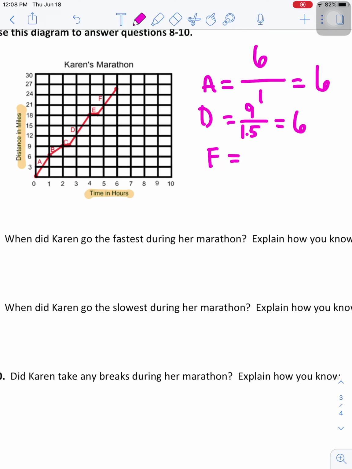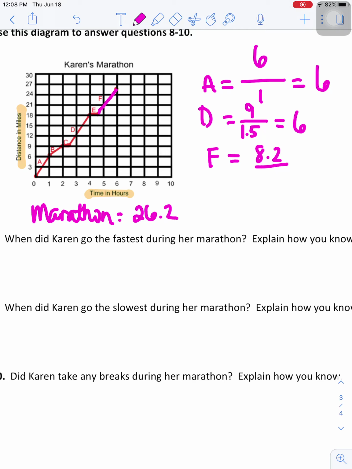Now, let's take a look at F. F was between this little segment right here. So the change in distance went from 18 to the end. Now, this is something you'd need to know. A marathon is a distance of 26.2. So if you take your 26.2 and subtract 18 from it, you get a distance of 8.2.